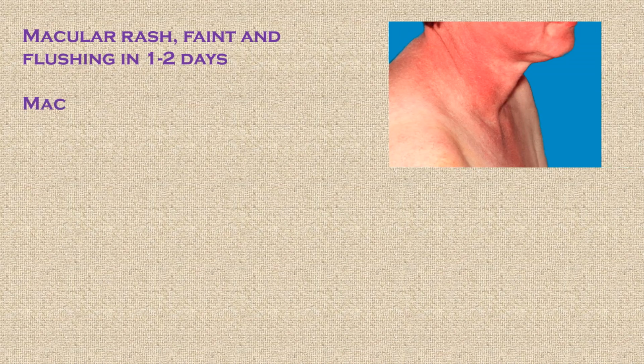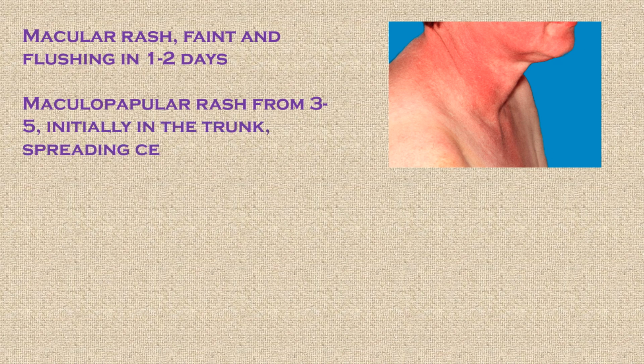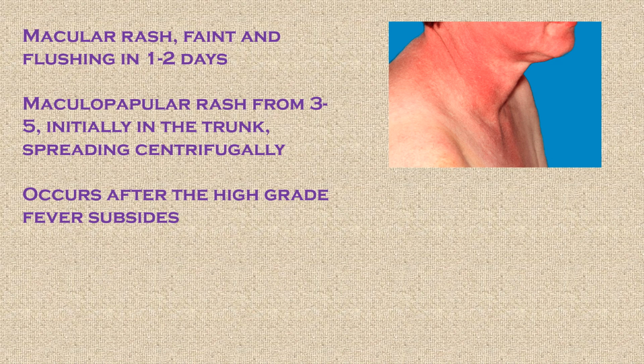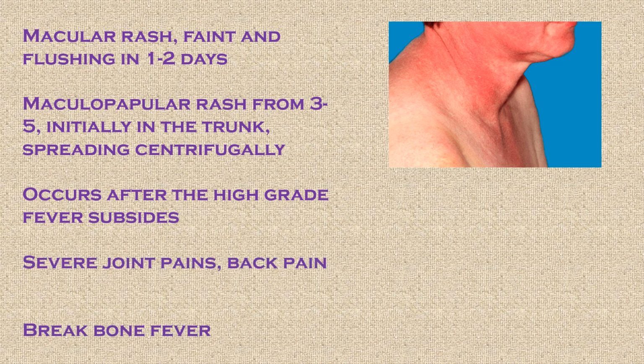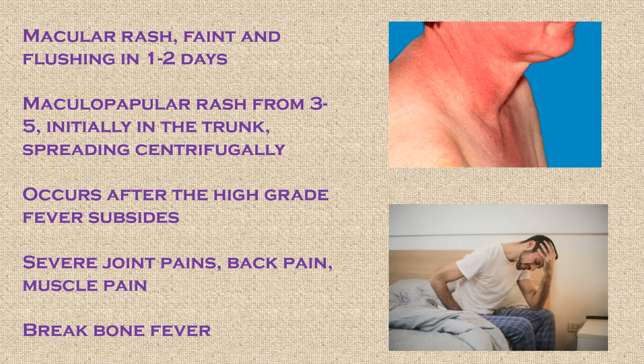You may initially notice a faint flushing macular rash on the first 2 days of infection, which later transforms into a maculopapular rash from day 3 to day 5, initially noticed on the trunk, which spreads centrifugally, that is, from center to periphery. The maculopapular rash usually appears after the high-grade fever subsides. Other symptoms include severe joint pain and back pain, called arthralgias, and muscle pain termed myalgias. It is also called break-bone fever due to the severity of joint pains experienced.